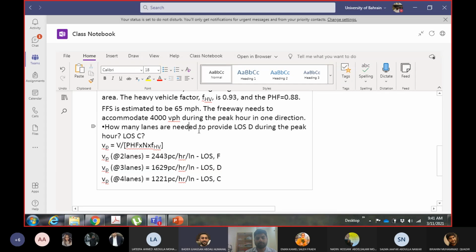No, doctor, because it is a freeway, I think. It is a freeway, yeah. You cannot have 1 lane. Okay. And then the second point is, when you say 3 lanes, how many lanes do you have in the freeway? 6 lanes. It's a 6 lane freeway.